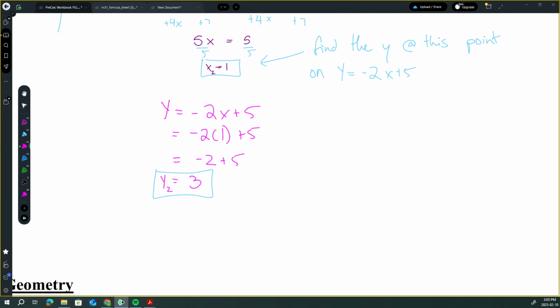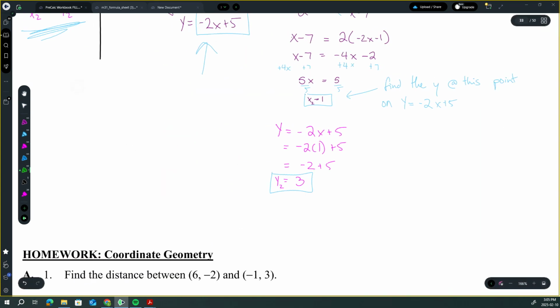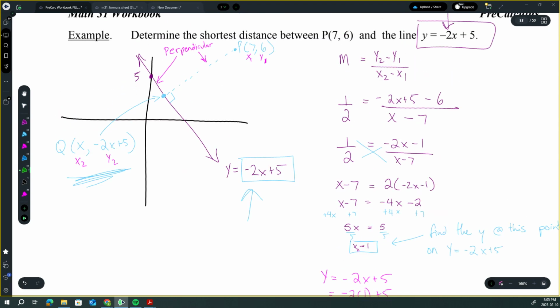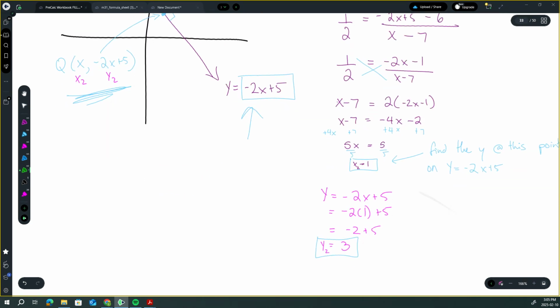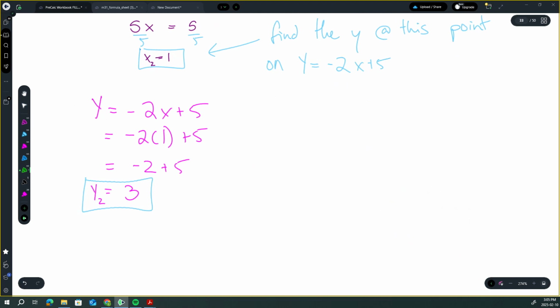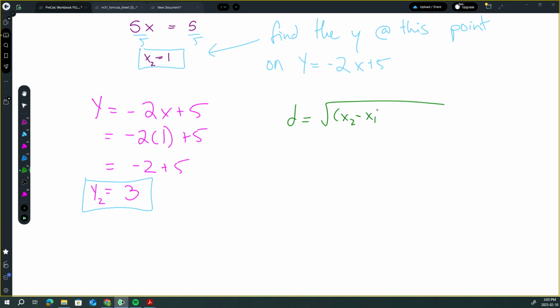All right. Now, final step here. Maybe I'll do it in green. Now that we have the coordinate of point Q here, we can find the distance between point Q and point P. So now we need that distance formula. I'll scooch it over here. Distance is equal to the square root of x2 minus x1 squared plus y2 minus y1 squared.